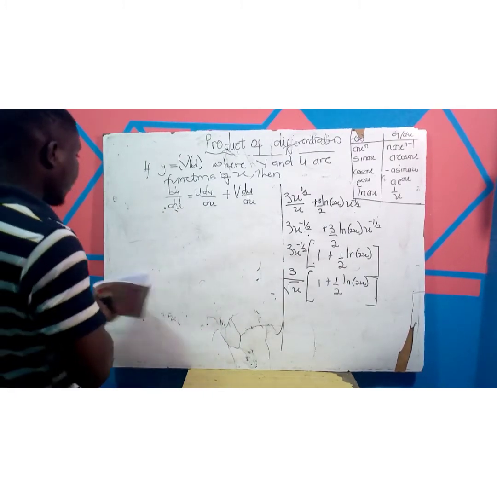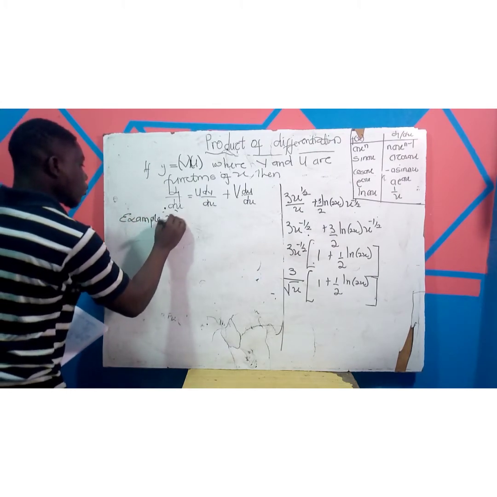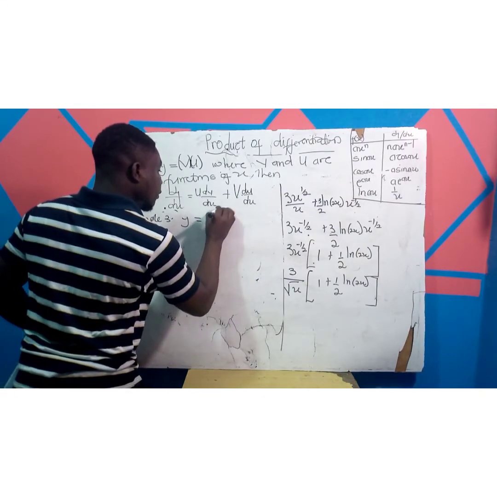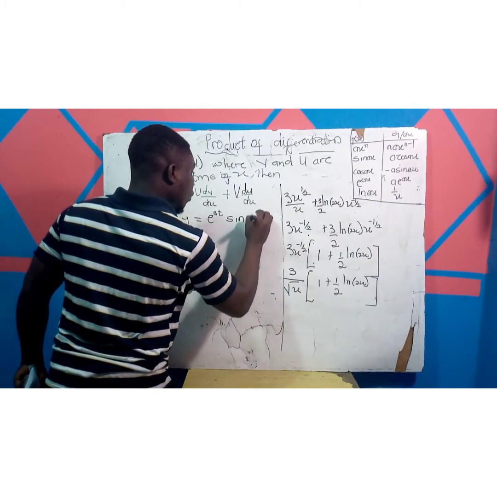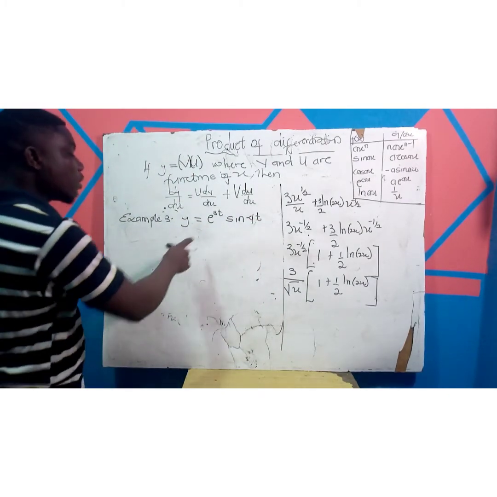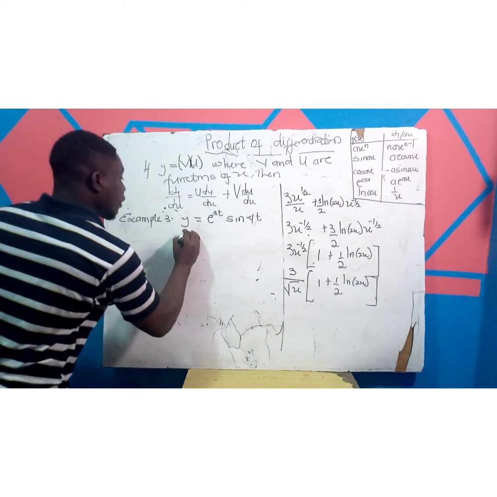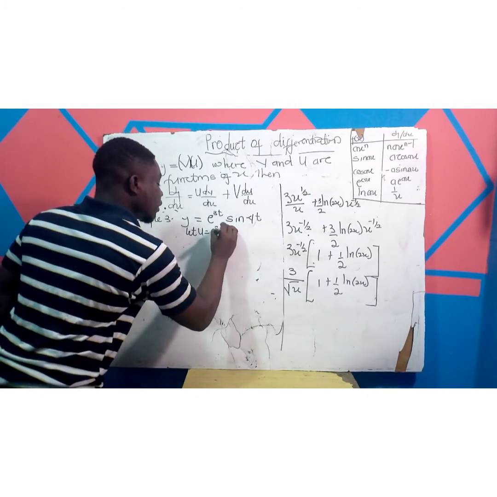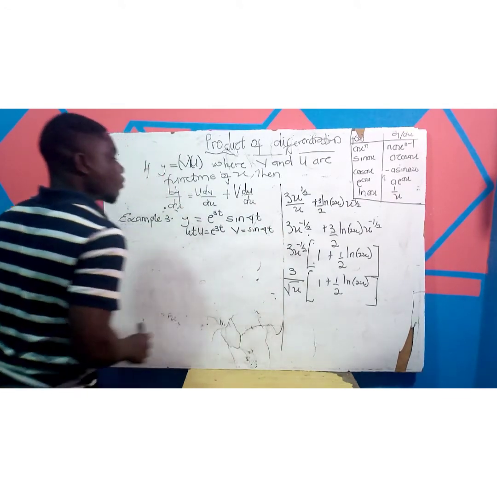For example 3, let's say y is equal to e exponent 3t sine 4t. Now from here you see, let u be equal to e exponent 3t, and v be equal to sine 4t.